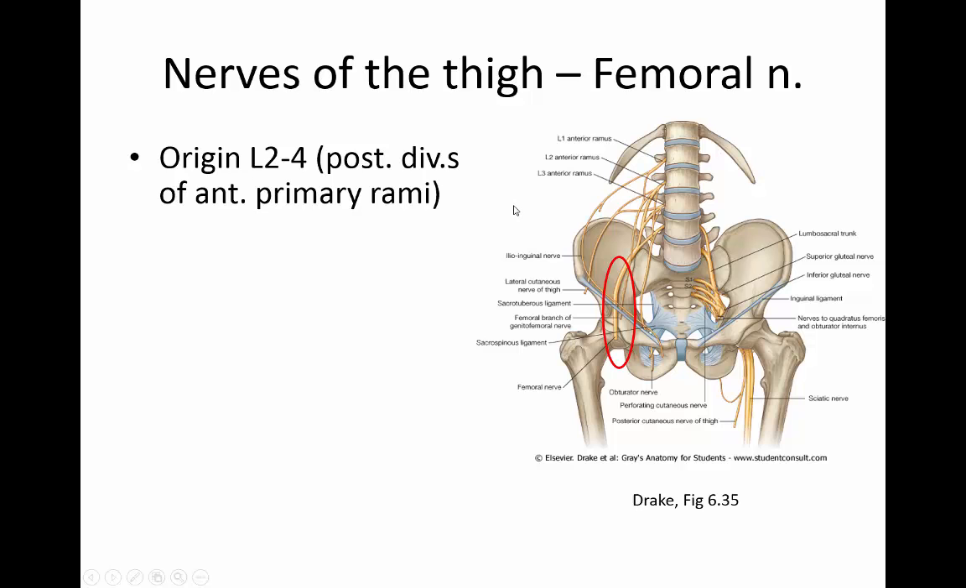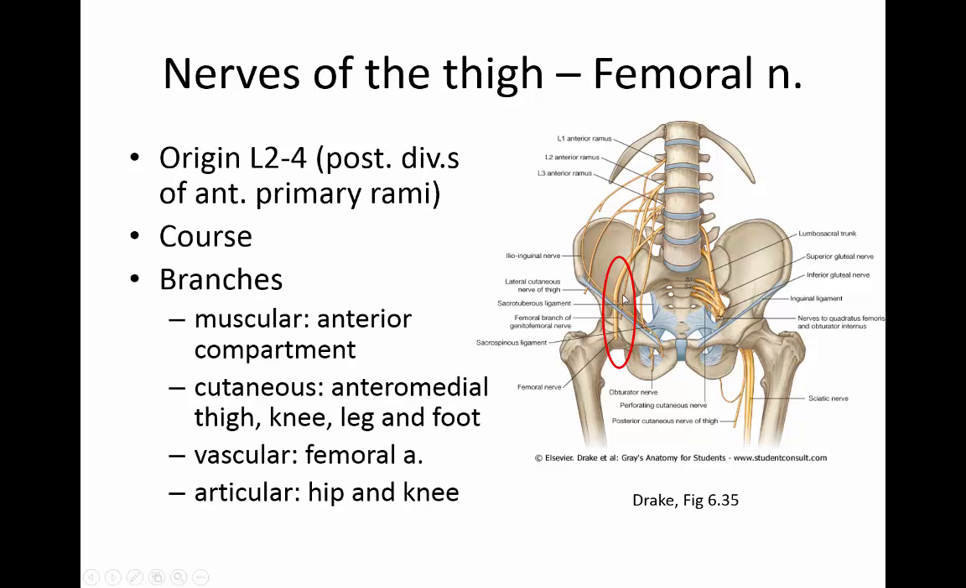So the posterior divisions of L2 to 4. In the femoral triangle, it gives off its branches. So the muscular branch innervating that anterior compartment. Our cutaneous branch innervating the anteromedial thigh, the anterior knee. In the femoral triangle, it also gives off a branch called the saphenous nerve, which follows the femoral artery down the adductor canal and into the anteromedial leg.